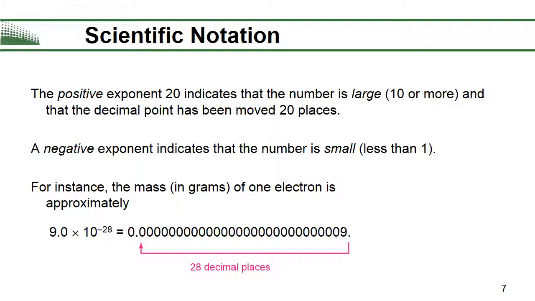The positive exponent 20 indicates the number is large. So when you have a positive exponent, you're going to have a very large number. The decimal will be moved 20 places to the right to convert from scientific notation to regular notation.